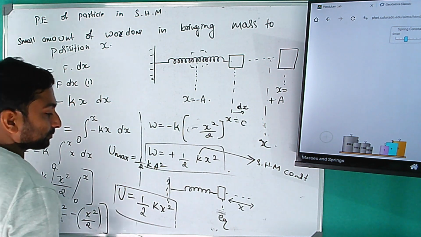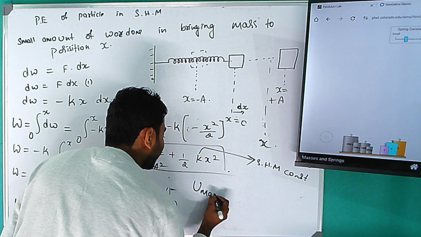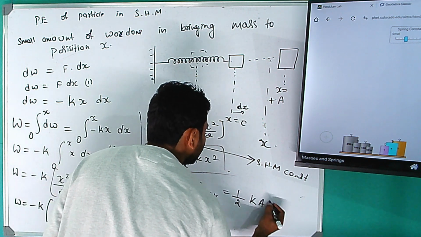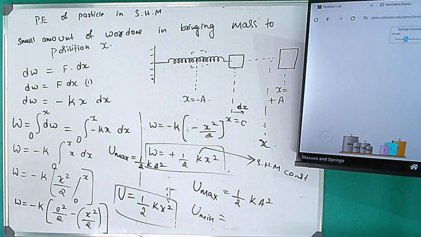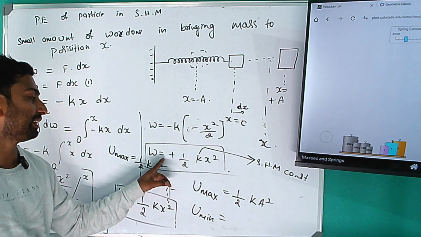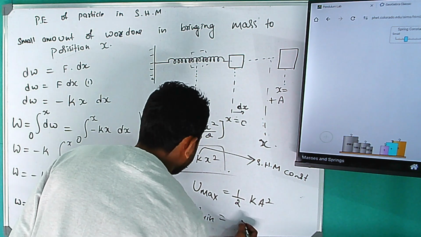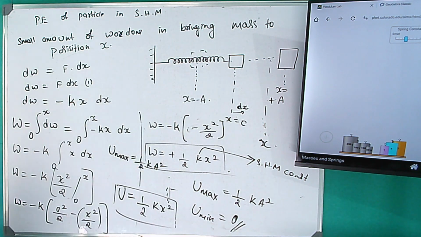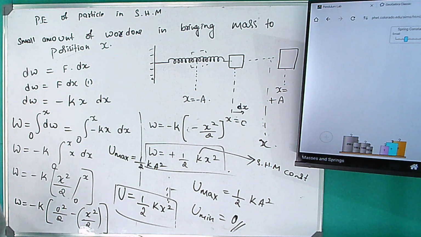Can you not see it there? I'll write here. U max is equal to half k a square. U minimum is equal to... don't say minus half k square. If x is 0, what happens to the work? It becomes 0. That means potential energy becomes 0 if x is 0. So U minimum is equal to 0. Understood? Note it down. I'm going to erase. 3, 2, 1, done.